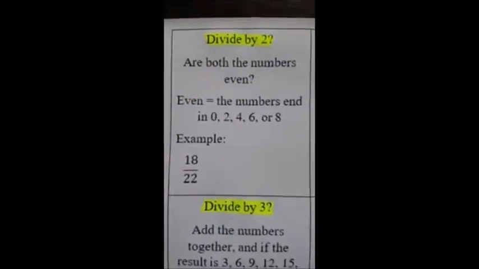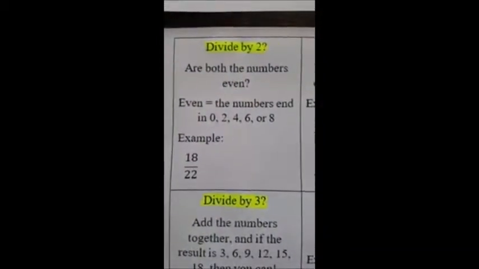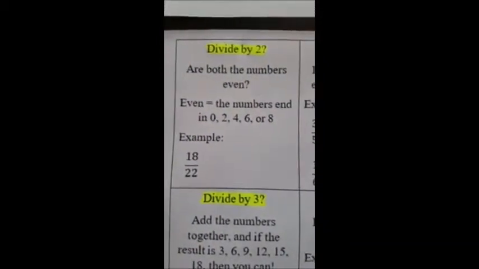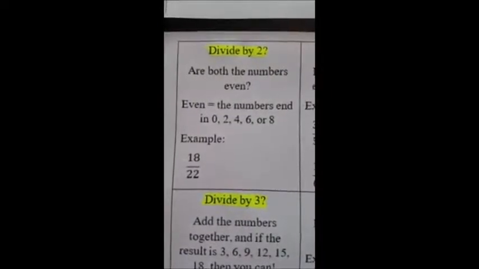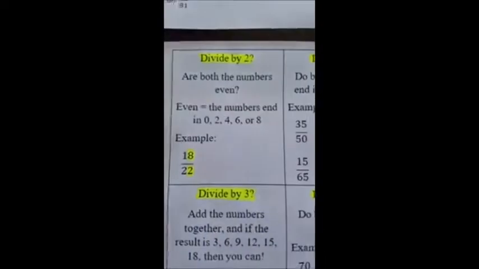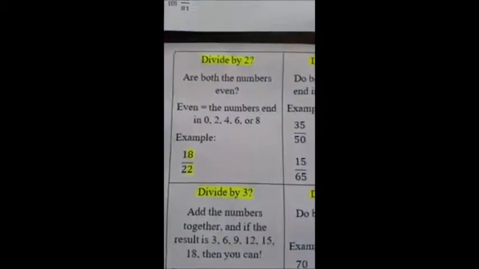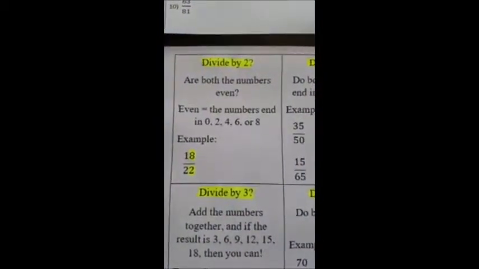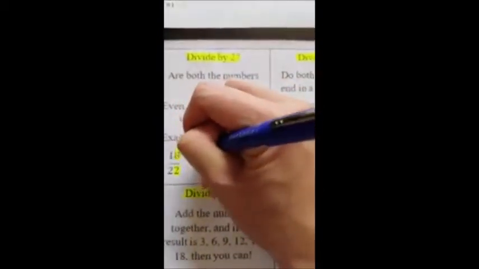So looking in the top left, to figure out if you can divide by 2, you need to look at whether or not both numbers are even. So even numbers will end in 0, 2, 4, 6, or 8. So if we look at our example here, we have 18 and 22, both ending in an even number. So therefore we can divide by 2.